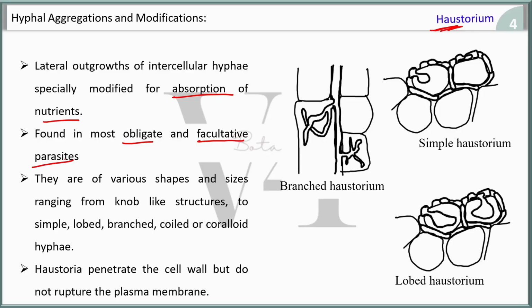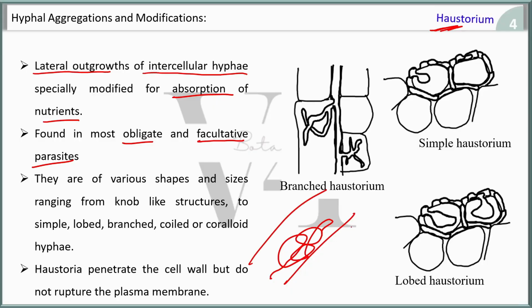Basically, Haustorium is a lateral outgrowth of intercellular hyphae. Yes, so if this is the fungal mass here and this is the host tissue and this is the host cell, here one Haustorium develops that enters the cell. This Haustorium is going to penetrate the cell wall, but it will not rupture the plasma membrane. Why? Because this Haustorium will continuously absorb nutrients from the host cell.